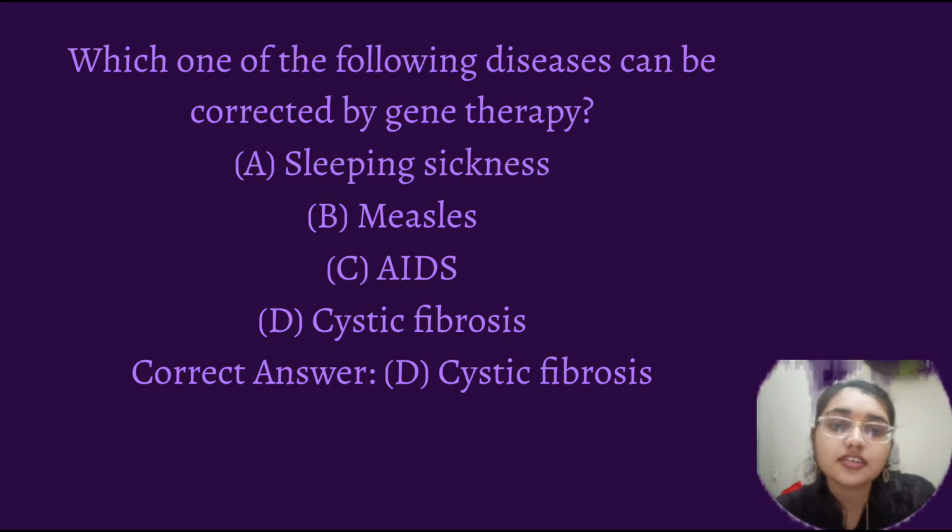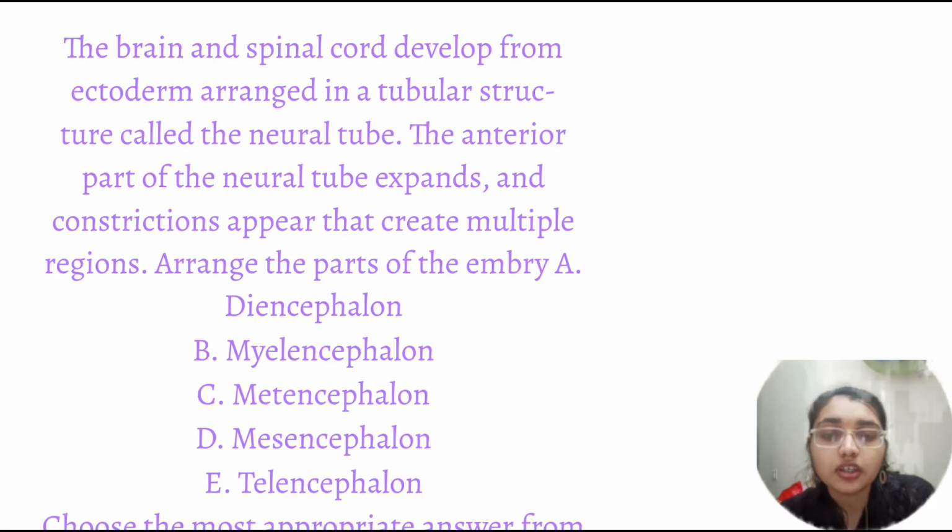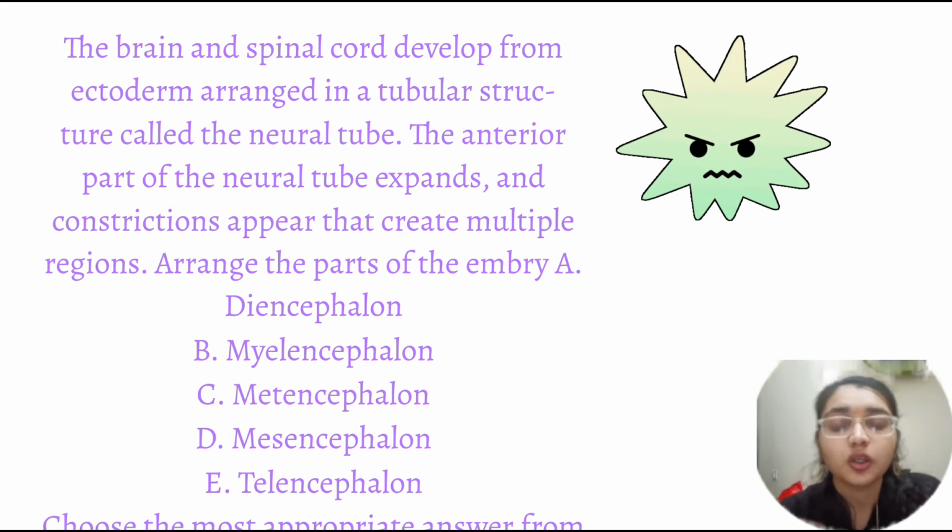It is a classic example of a monogenic inheritance disease. It can be caused by mutations in the CFTR gene, which leads to the production of faulty protein channels. Gene therapy aims to deliver a correct copy of the CFTR gene to the cells of the patient, particularly in the lungs, to restore normal function. So it is a primary candidate for gene therapy, and this is the reason why this answer is correct. Now moving on to the next question.